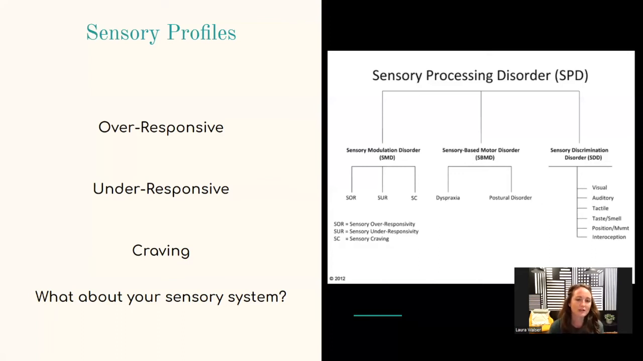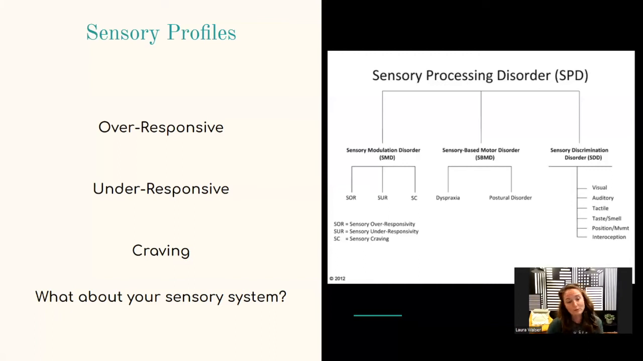Then we also have sensory underresponsive profiles, and that's when the environment just isn't enough. So it's not enough to alert or arouse our sensory system to be able to respond to it. And then we also have craving, and that's when we just can't get enough. We want more and more. Our body is craving and seeking out a specific sensory response, or sensory information, I should say.